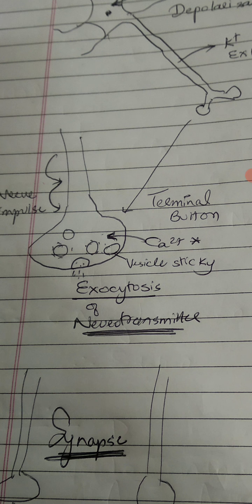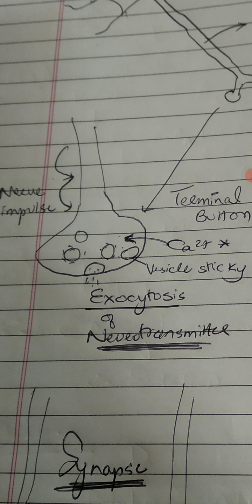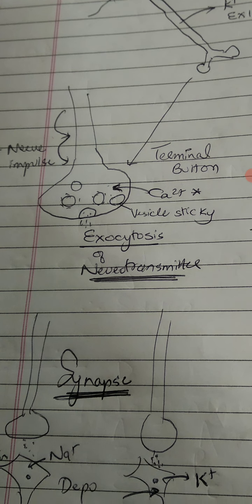What happens in the terminal button? There are synaptic vesicles which contain the neurotransmitters. These calcium ions stick to the outer surface of the synaptic vesicle and make them more sticky. When they become sticky, they attach to the cell membrane of the terminal button, and there is exocytosis of the neurotransmitter. So the gist of this is, when the nerve impulse reaches the terminal button area, the calcium ion enters and makes the synaptic vesicle sticky, thereby causing exocytosis of neurotransmitter. So that's how the neurotransmitters are released.